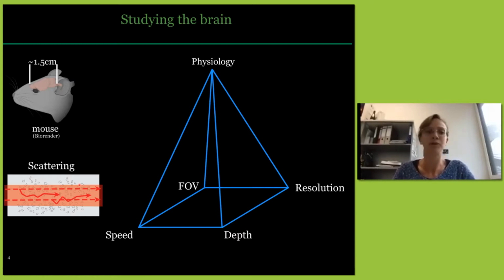And therefore, we do not have one imaging technique available which allows us to cover all of the required parameter space in terms of imaging speed, field of view, and at large depths and high resolution, but we rather have specialized microscopes which target different areas of the parameter space. And the aim of my PhD was to push microscopy with respect to achievable imaging depth and resolution while imaging the in vivo mouse brain.